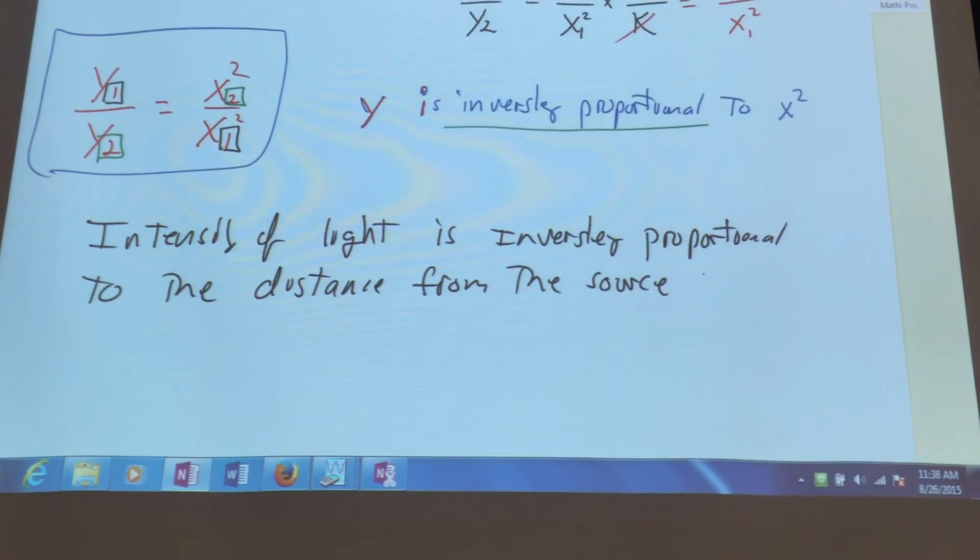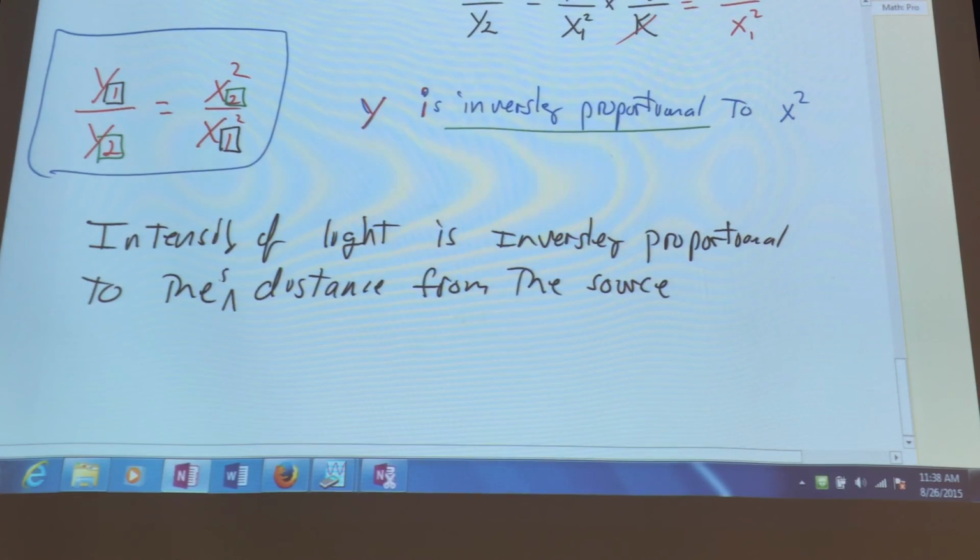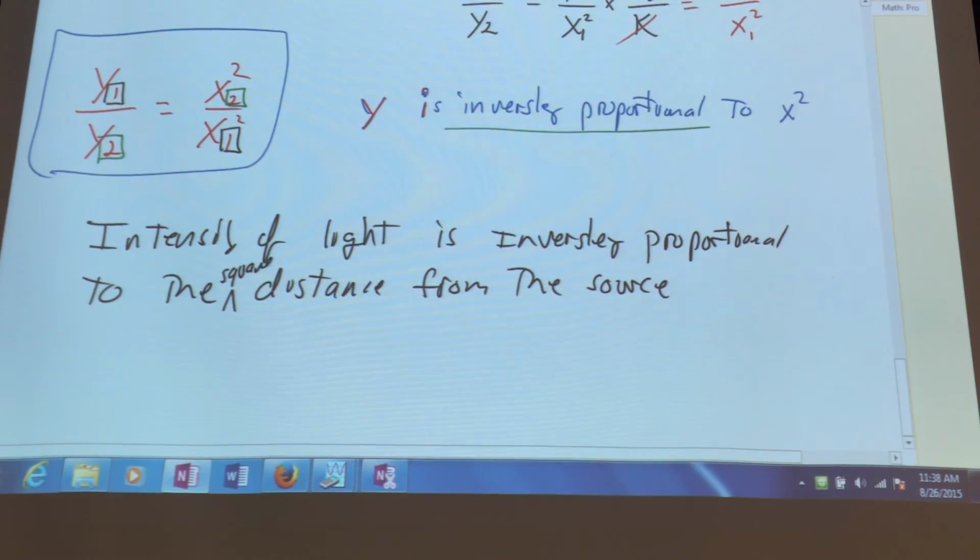Intensity is inversely proportional to the square of the distance. I forgot the word... the square of the distance from the source.